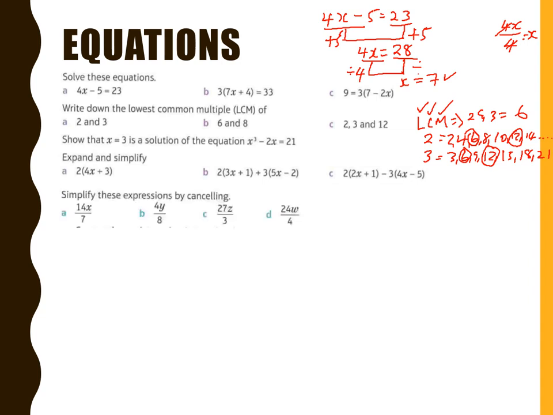Simplify these expressions by cancelling out. I'm sure you can do it if I just do one example. So 7 goes into 14 twice, so it's 7 by 1 and 2, you end up with a 2x.